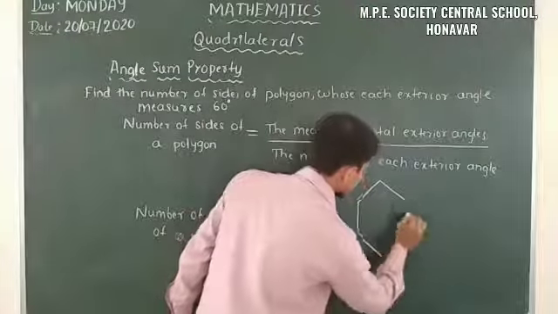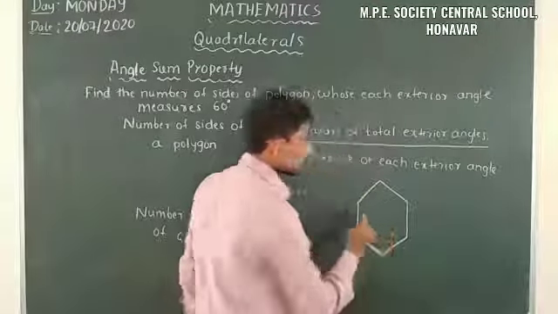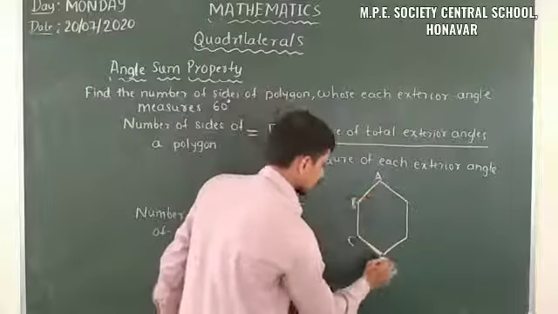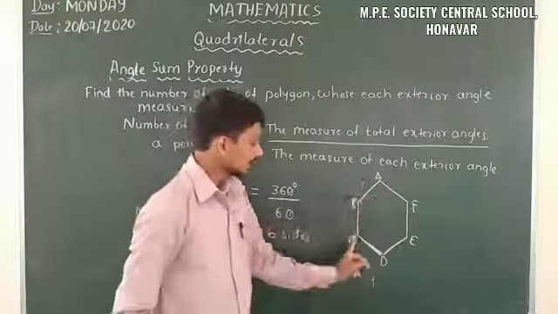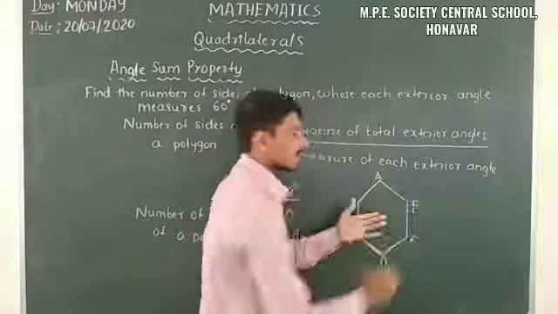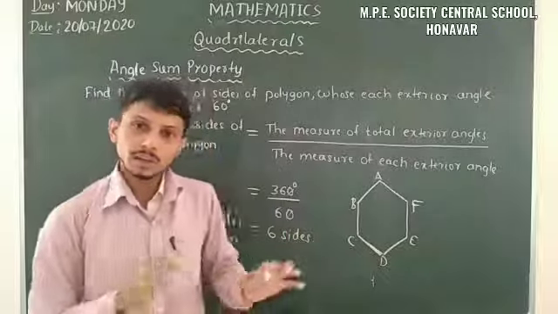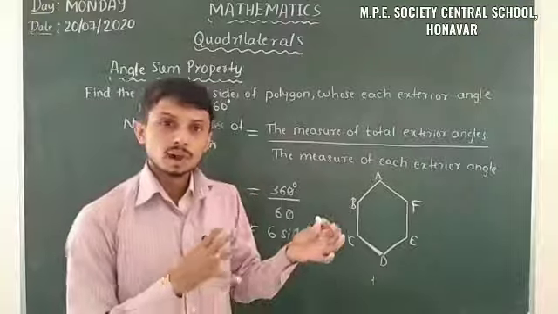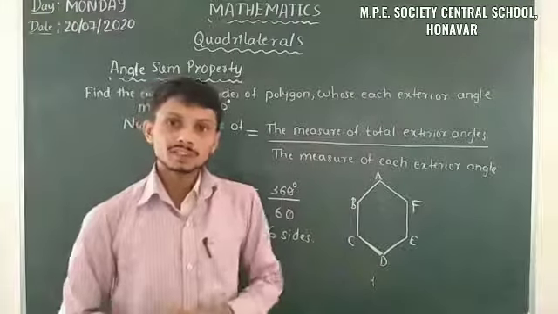So I will draw this here. This is a hexagon. It has 6 sides: A, B, C, D, E, F. Now what are the 6 sides here? AB, BC, CD, DE, and EF are sides of this polygon. So with the help of this formula, we can calculate what that polygon is or how many sides the polygon has. I hope you enjoyed this.